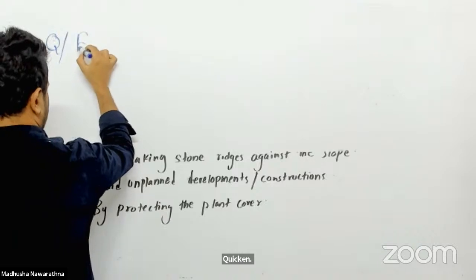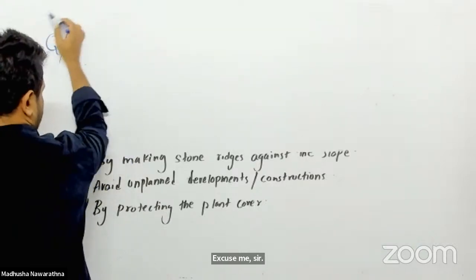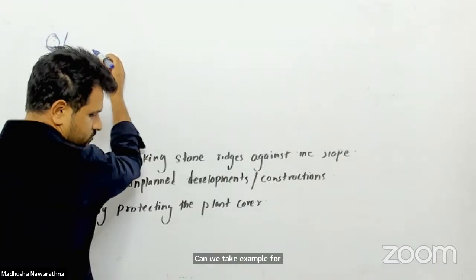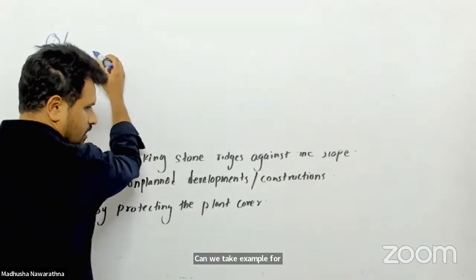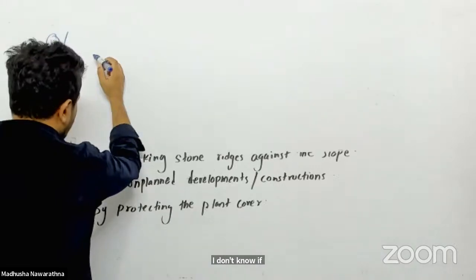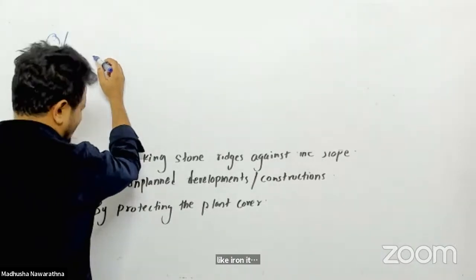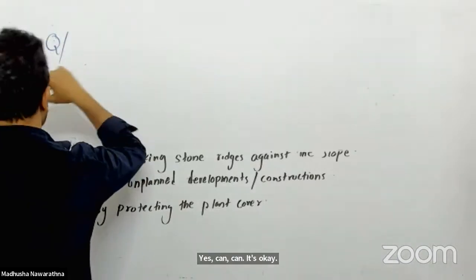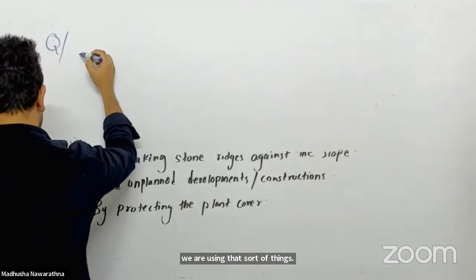Excuse me, sir. Can we take as an example covering a soil erosion place with a net? Yes, covered with nets, like iron nets. Yes, we can. It's okay. We are using that sort of thing. Okay, right. Then write this question.